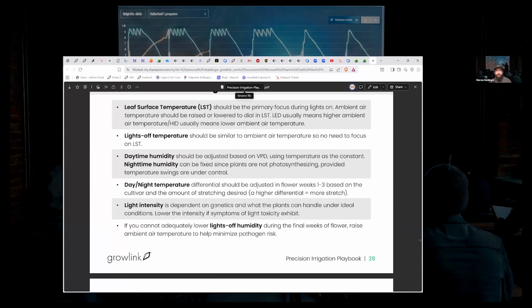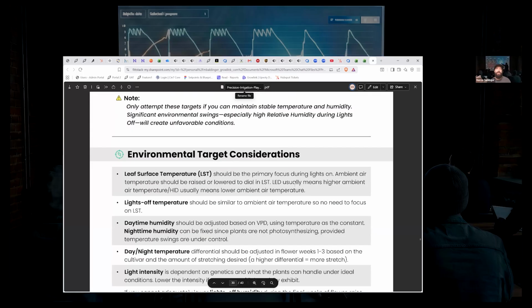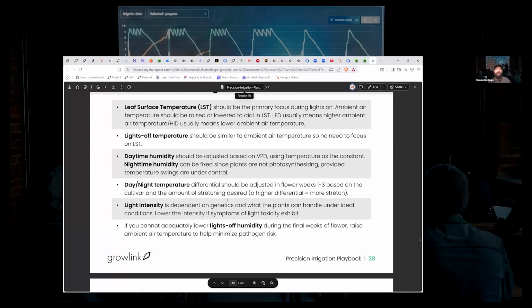So it doesn't have to be 75, it could be 76, it could be 77, it could be whatever you want it to be, but I like to just run it right around there.